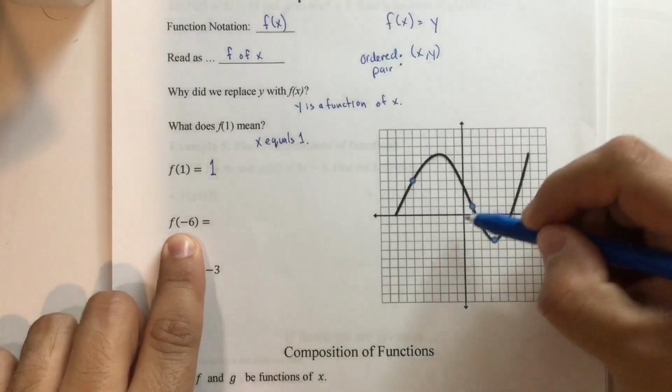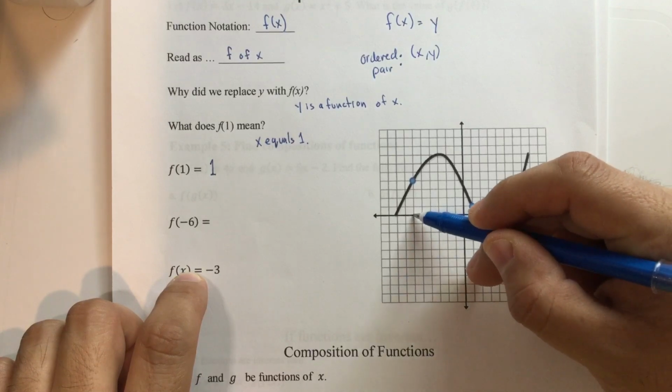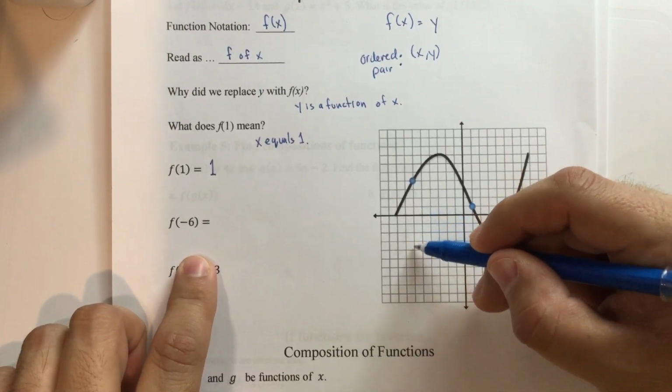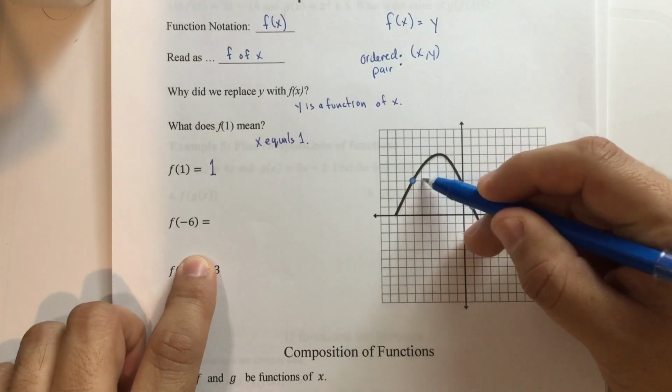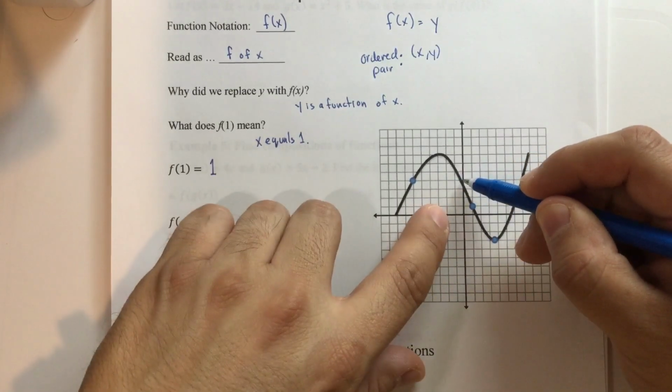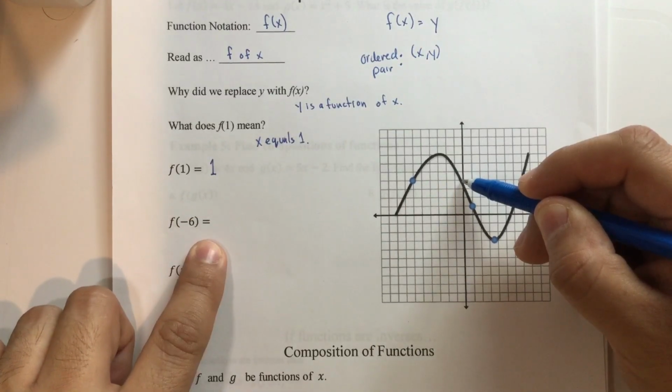So in this case, f of 1 equals the y value of 1. For f of negative 6, negative 6 goes backwards: 1, 2, 3, 4, 5, 6. Once again, I go down to see if I hit the graph, and I notice I don't. But when I go up, it touches the graph right here. And this y value appears to be 1, 2, 3, 4. So at f of negative 6, the y value is 4.